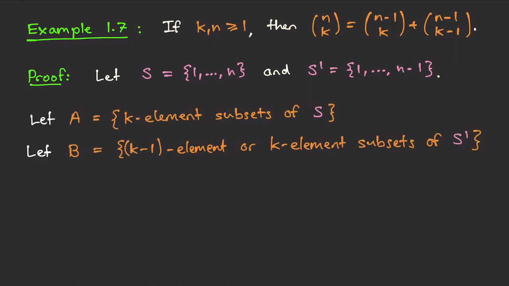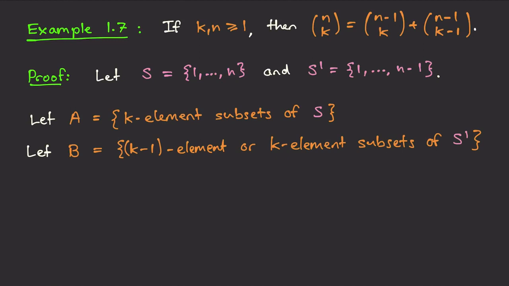A is the set that the left-hand side is counting, the collection of k element subsets of S, and B is the set that the right-hand side is counting, the collection of subsets of S primed that have k minus 1 or k elements. So the size of A is n choose k, and the size of B is n minus 1 choose k plus n minus 1 choose k minus 1, simply by the definition of n choose k.